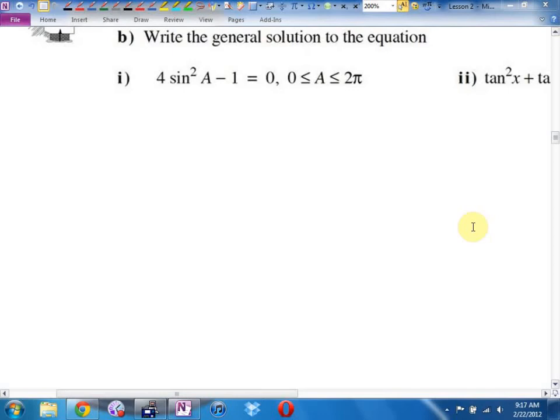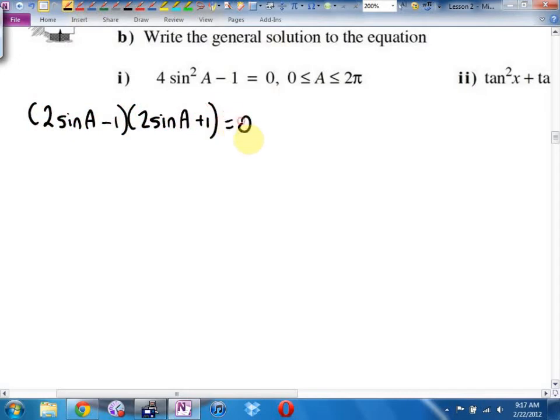Now, look up for a second. I actually snuck these ones in last unit because this is a quadratic. You could also solve this by getting the sine by itself, plus the 1 over, divide by 4, and then square root both sides, plus or minus. And I'll show you why you end up with the same thing. But let's factor this like a difference of squares. It's going to factor into 2 sine A minus 1, 2 sine A plus 1 equals 0.